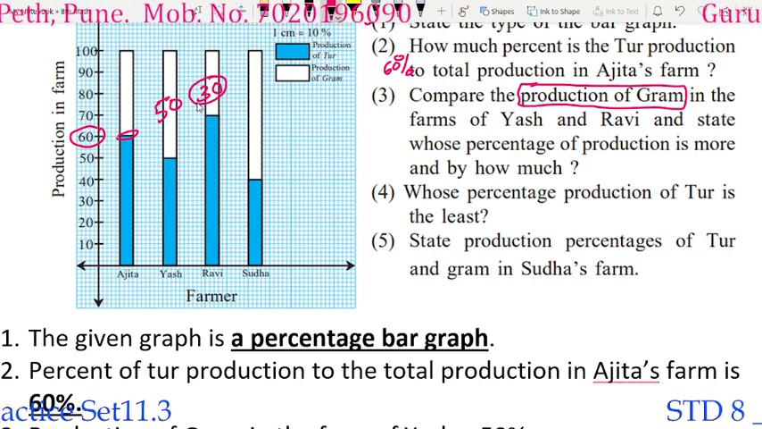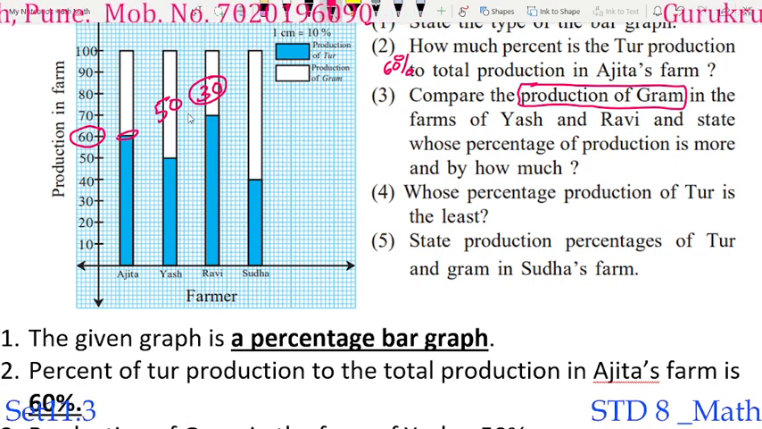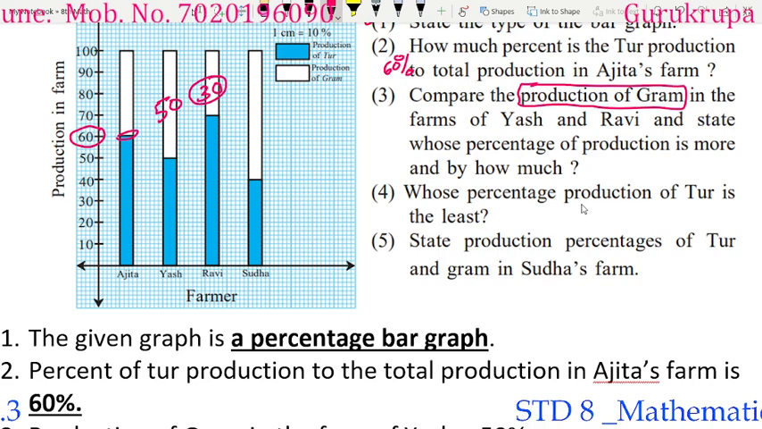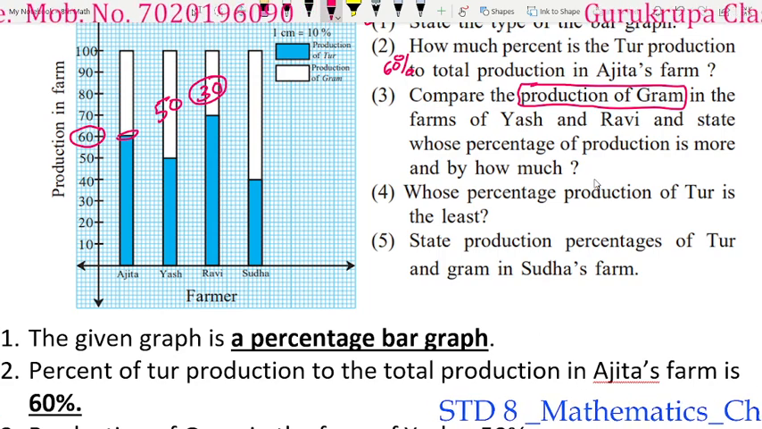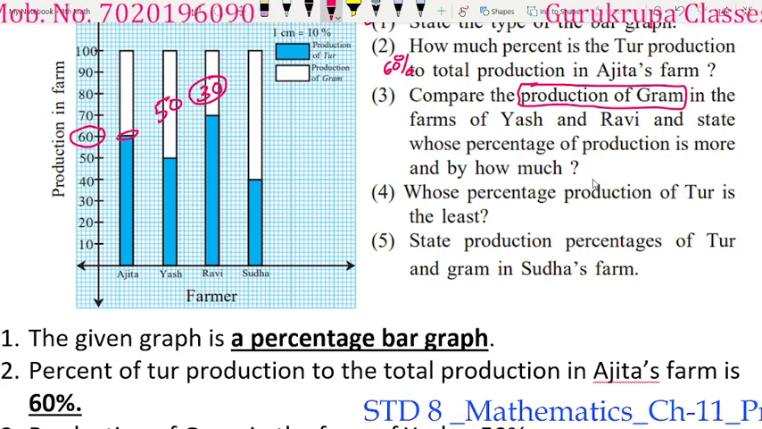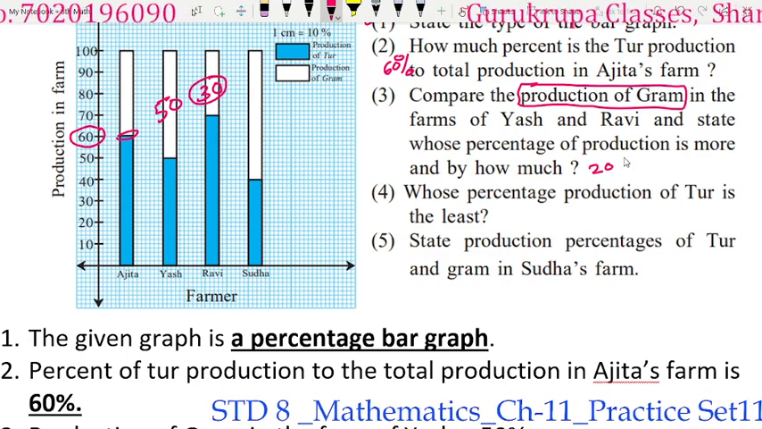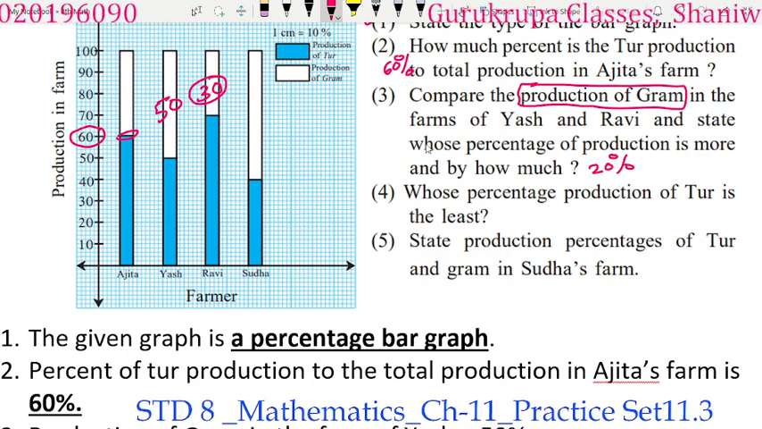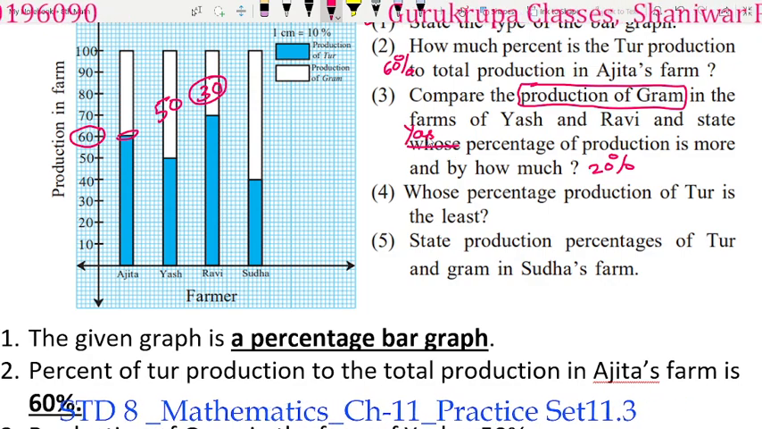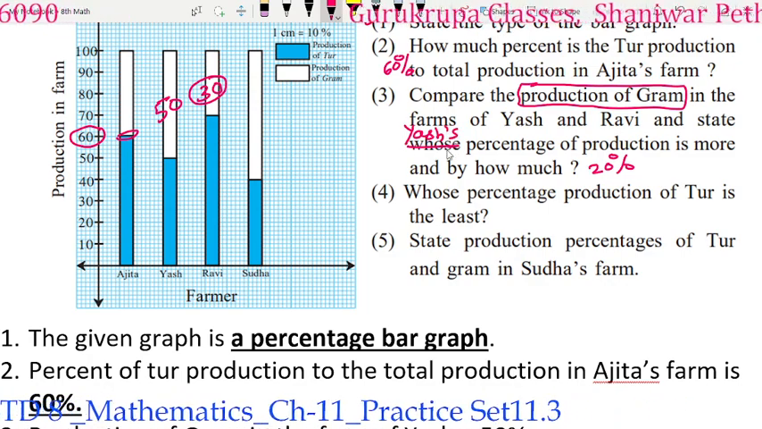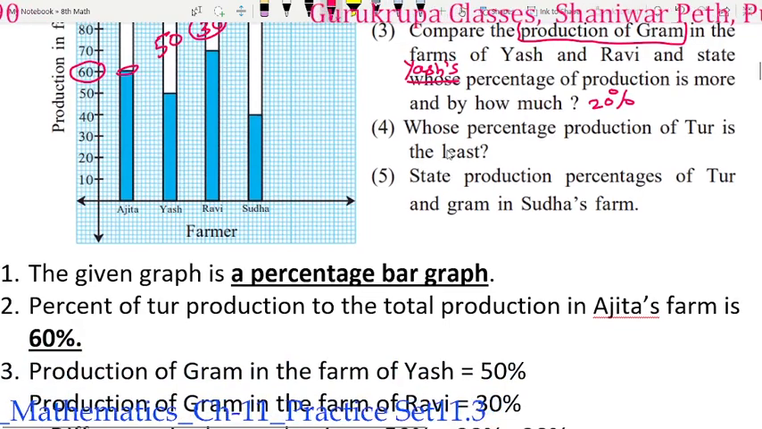So whose production is more? Yash's production or Ravi's? Okay. So Yash's percentage of the production of tur is more, and by how much? By 20. So Yash's. That is also given to you here.